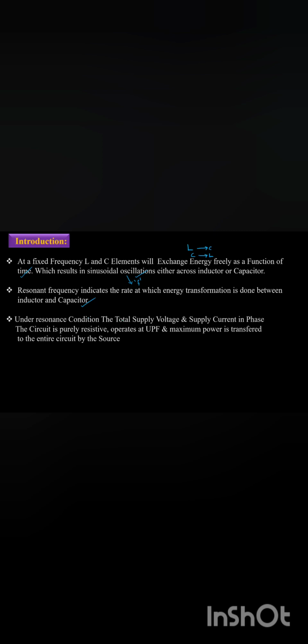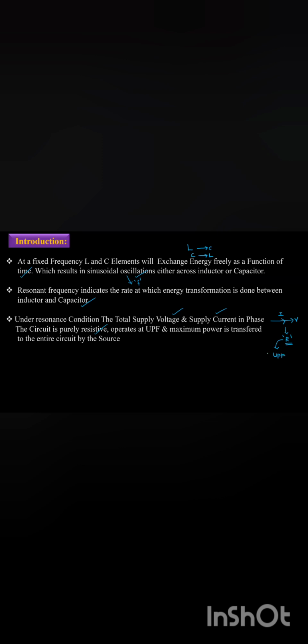Under resonance condition, the total supply voltage and supply current are in phase. The reason I will explain. That is, V and I are in phase at resonance condition. V and I in phase means the circuit is purely resistive. Under resonance condition, the circuit is purely resistive, and if it is purely resistive, it is operating at unity power factor.